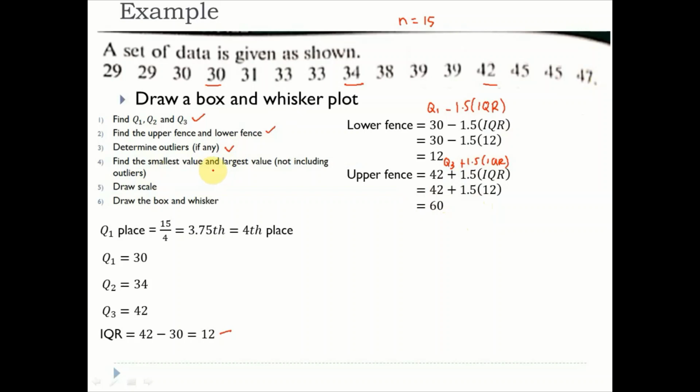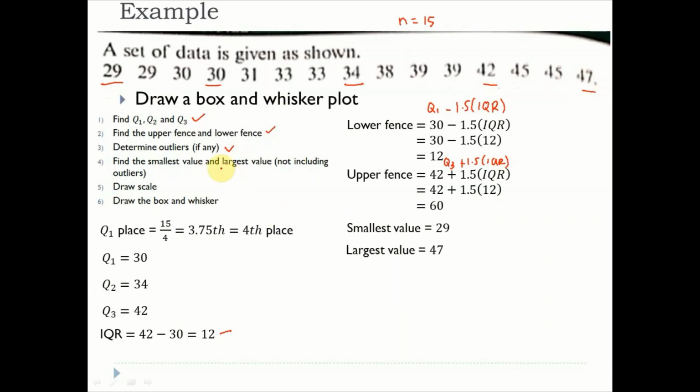Next is to find the smallest value and largest value, not including outliers. We already know that there are no outliers here. So therefore, we know our smallest value is 29 and our largest value is 47. If there are no outliers, we just take them directly: smallest value 29, largest value 47.